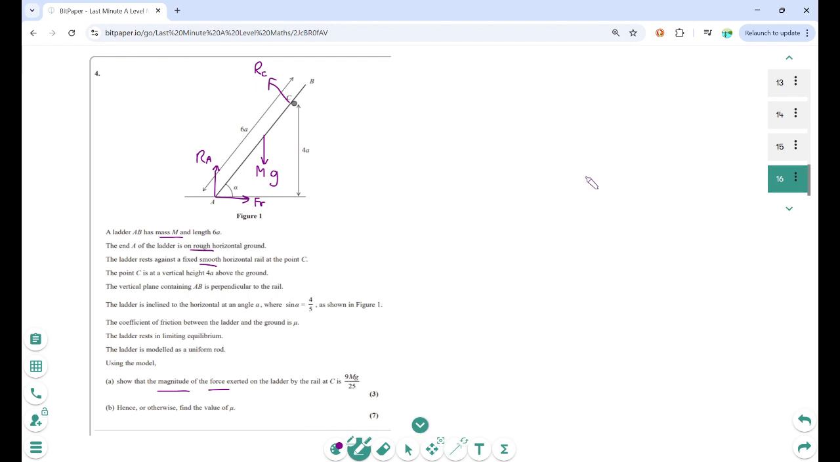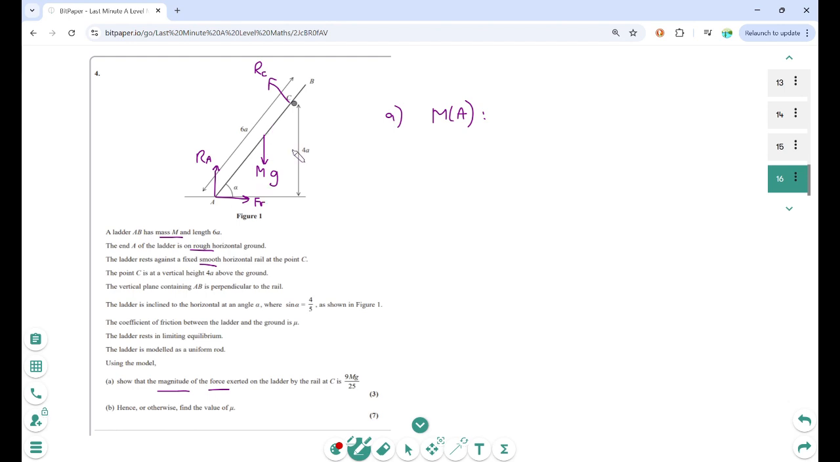Actually, the easiest thing to do here is just to take the moments about A. The reason we're doing that is because if we take moments about a point, we can ignore the forces at that point. So we're going to get rid of RA, get rid of FR, and we'll just get an equation involving RC and MG, which is exactly what we want. So we need to get the moments of these two forces. That means anything that's not perpendicular, we need to resolve.